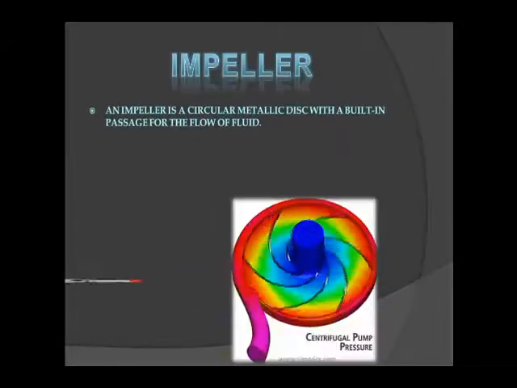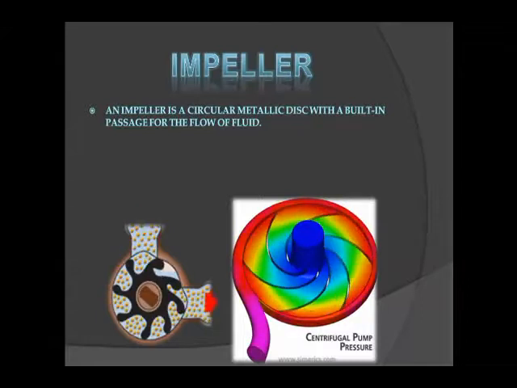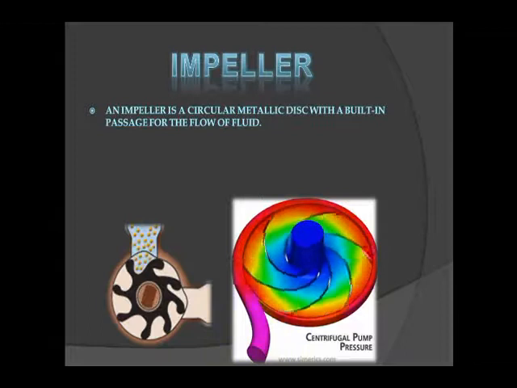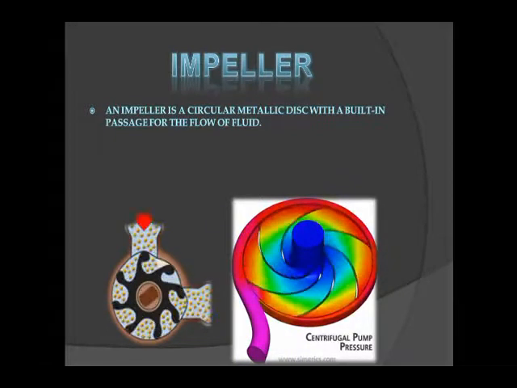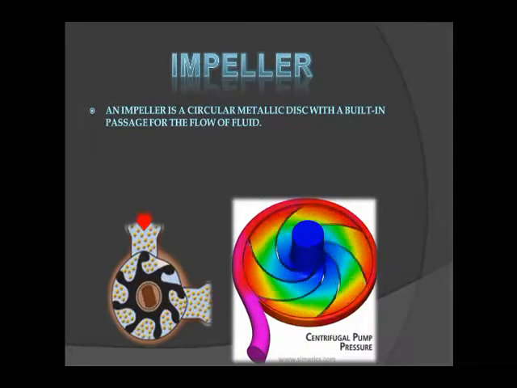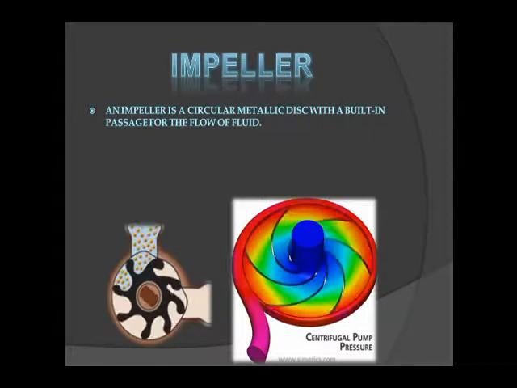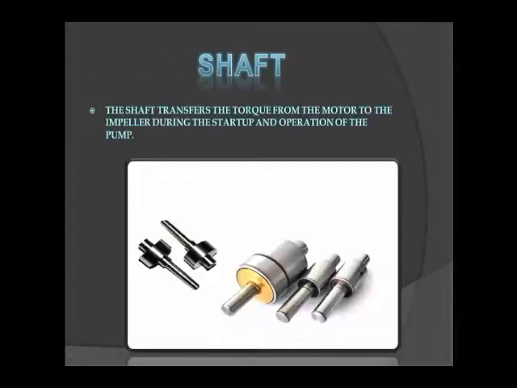Further, now I will tell you about the impeller of a centrifugal pump. An impeller is a circular metallic disc with a built-in passage for the flow of fluid. Impellers are generally made of bronze, polycarbonates, cast iron or stainless steel, but some other materials are also used. As I have already told you, the shaft transfers the torque from the motor to the impeller during the startup operation of the pump.